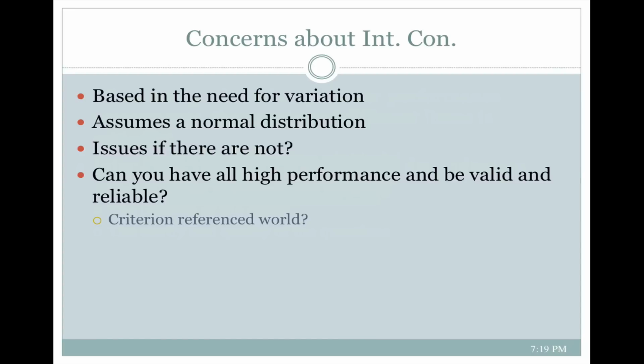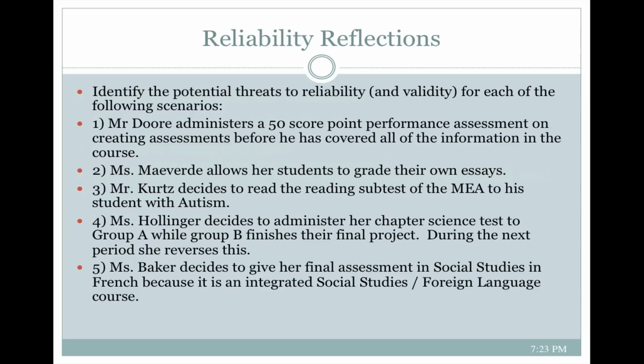So one of the things that you'll be asked to reflect on in this course is this issue of, in a criterion-referenced world, are reliability and validity the same questions? Do we always expect to get the same results? And can we separate out internal consistency from reliability overall? So I want to leave you with a few items to reflect on and to try to identify some potential threats to validity and reliability for each of these scenarios.